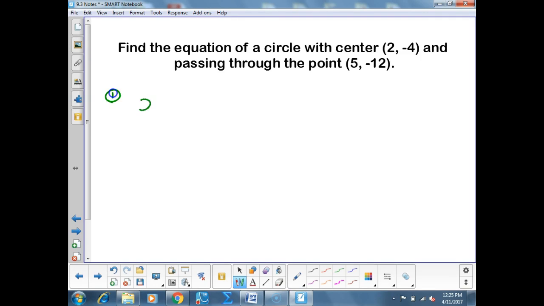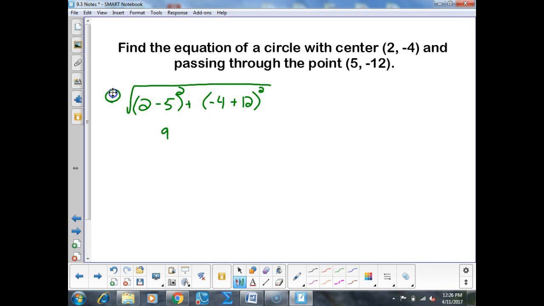So this is going to be 2 minus 5 quantity squared plus negative 4 plus 12 because it's minus negative 12 quantity squared. So that's going to be negative 3 squared is 9, positive 8 squared is 64. So that's going to give me a radius here of the square root of 73. Yes? Bingo. Okay.